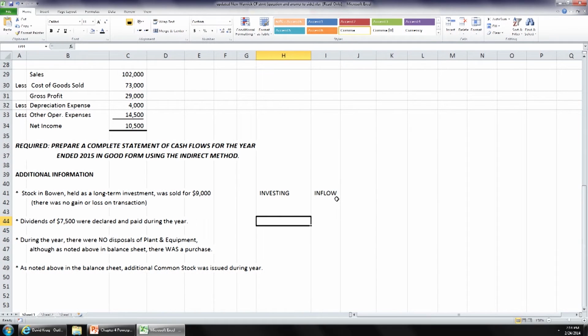Dividends were declared and paid. What type of activity is that? Financing. Is that an inflow or outflow of cash? Outflow.